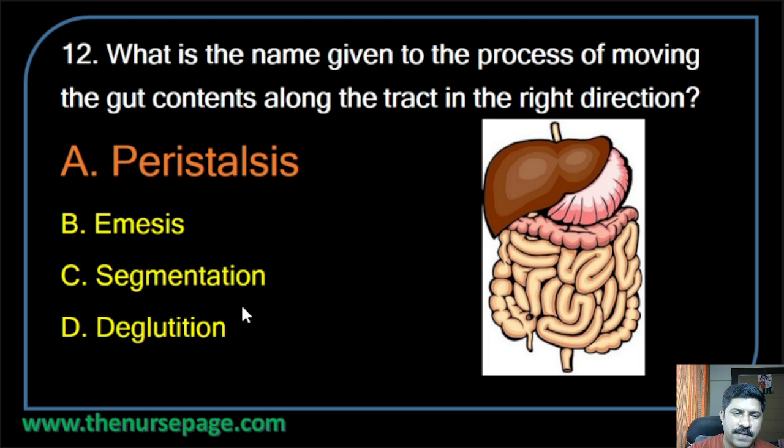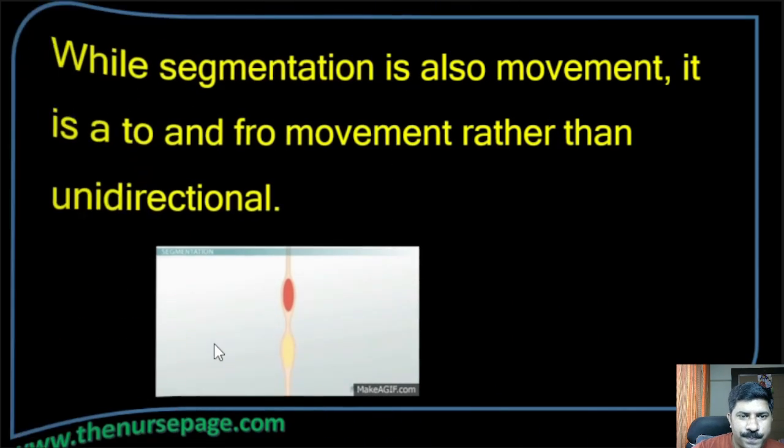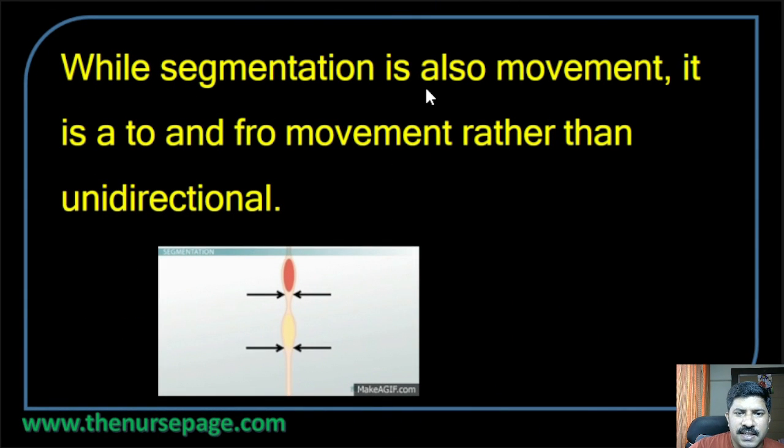Segmentation means forward and backward movement. It is also a movement, but it is a bilateral movement, a to and fro movement, rather than unidirectional. Deglutition is another term for swallowing. Peristalsis is a unidirectional forward movement only, but in segmentation there will be forward and backward movement. This is an example of forward and backward movement. The red particle is moving forward and coming back.